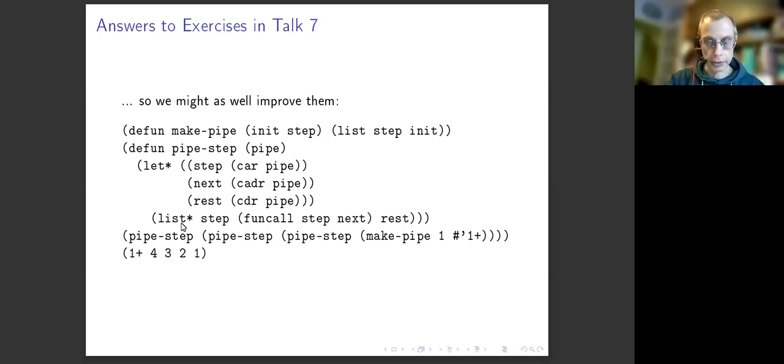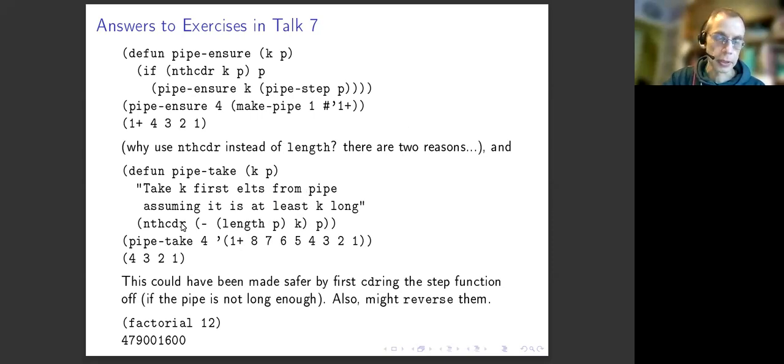So I have rewritten the functions that we had in talk 7 to take the recursive function first, and then you get the values that come out of applying that recursive function n times, right? So if you actually want the values, you just have to CDR that function off the list. Essentially, pipes are just lists, but they're clever lists that know how to extend themselves. With the definitions of pipe-ensure and pipe-take, they will behave as we had last time, but they will be more efficient because the function is now stored first.